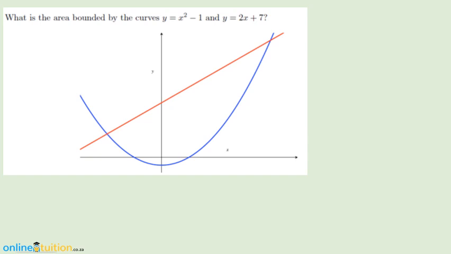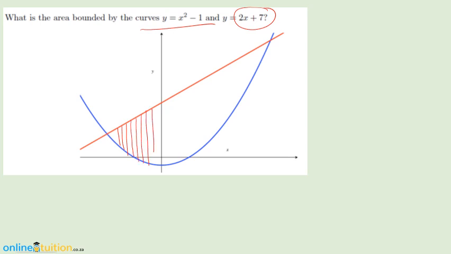Powerful stuff, guys. So what is the area bounded by the curves y equal to x squared minus 1, which is the parabola, which is the blue curve? And then you've got the straight line y equal to 2x plus 7. That's the first thing you need to realize: which is the blue curve, which is the red curve. Now, if you think about this, we're going to work out the area, we're going to partition in vertical strips.